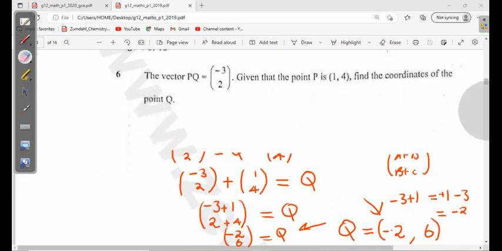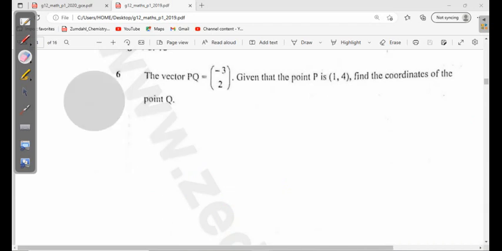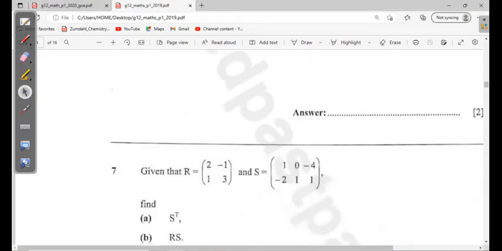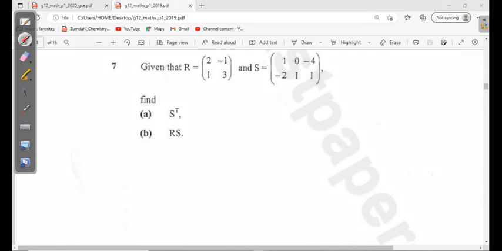Question 7 is saying, given that R is 2, negative 1, 1, 3, and S is given as those, we want to find S to the power T. When you just see S to the power T, it just means the transpose of S. When you're talking about the transpose of a matrix, what was like this changes and becomes like this, and then what was like this changes and becomes like this. So we swap: what was a row becomes a column. That is the meaning of a transpose of a matrix.